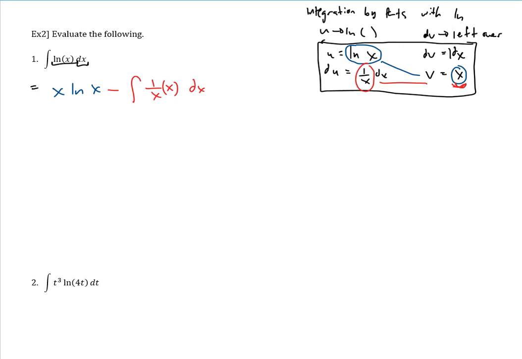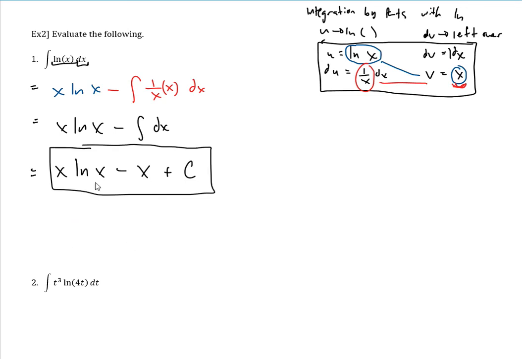Now, often this integral simplifies nicely. So it would be just x ln of x minus, notice x times 1 over x would reduce, and we would be left with just the integral of dx. And then often with integration by parts, this integral now is very easy to do. x ln of x is left over, minus this integral would be minus x. And then, like always, at the very end, add your c. And that's it. There we go.